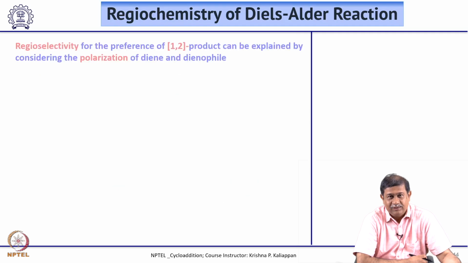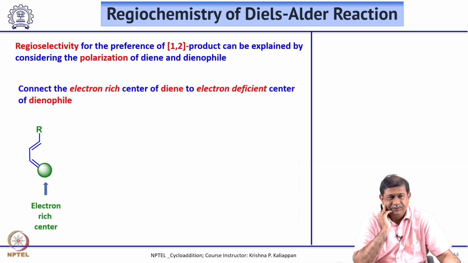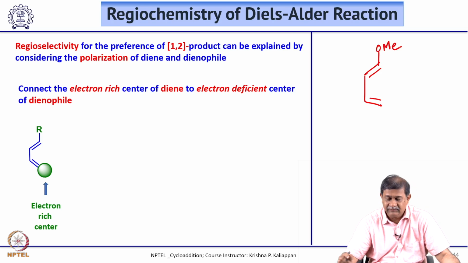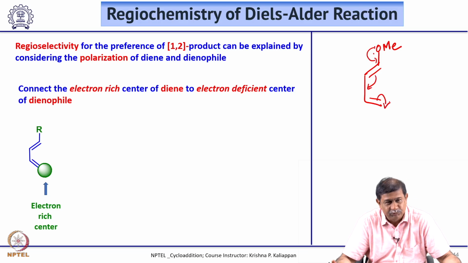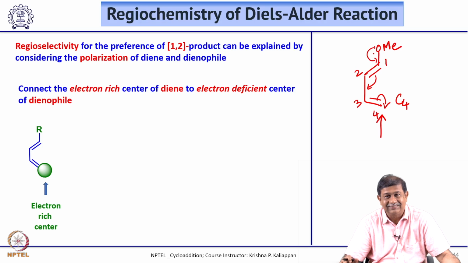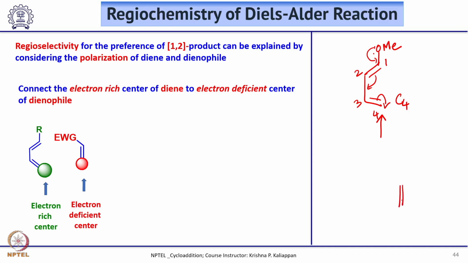Okay. So why is 1-2 major in one case and 1-4 major in the case of the 2-substituted diene? If you take a 1-substituted diene, for a simple example, 1-methoxy diene, or any alkyl group attached at carbon number 1, in simple electronic arrow movement you will see that electron density is more at carbon number 4. This is 1, this is 2, this is 3 and this is 4. So at C4 electron density is more, and if this undergoes Diels-Alder reaction with an electron deficient dienophile, now what happens?